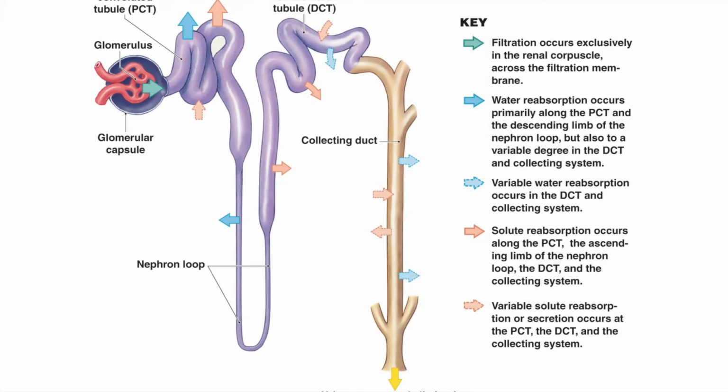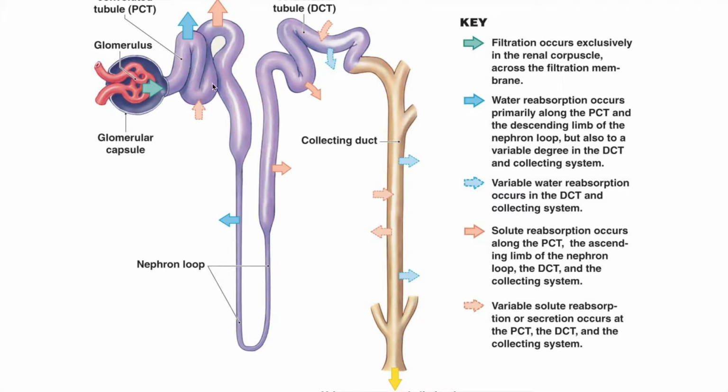This is a better picture of a nephron, and nephrons are the functional units of the kidney. They're made up of the renal corpuscle, which consists of the glomerulus and the glomerular capsule, and this part functions in filtration. That's what this green arrow means. Water and the things dissolved in it leave the blood and become filtrate.